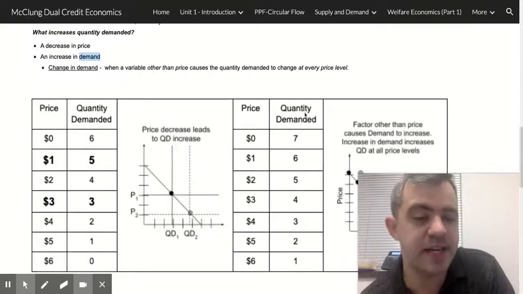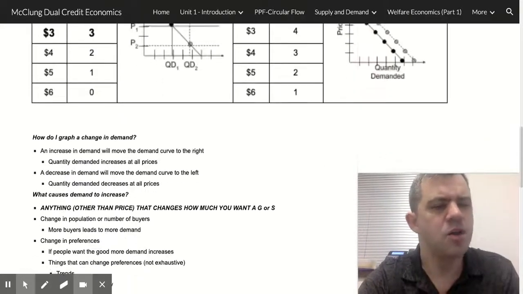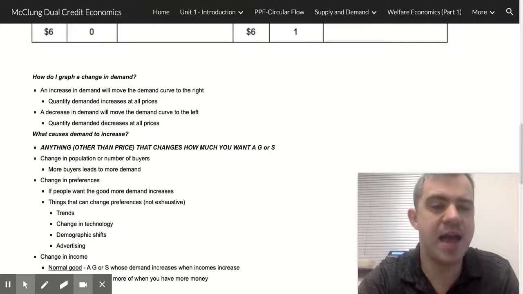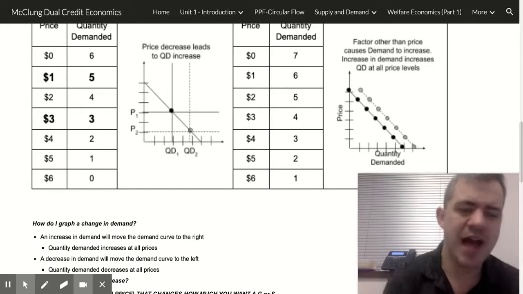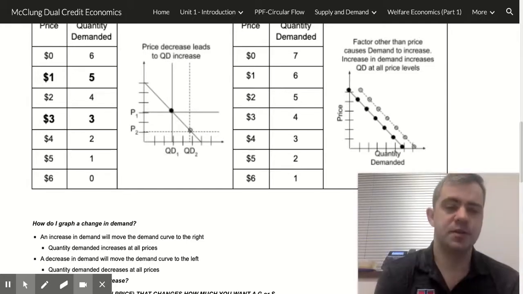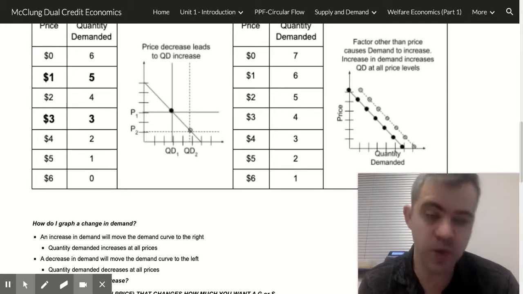So that's how quantity demanded changes. So, how do we change demand? How do we shift this whole relationship so that at any price, we're willing to buy more than we were before?